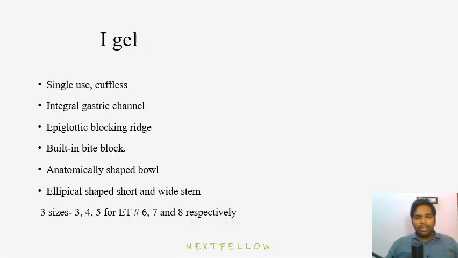It is single use, cuffless. It has an integral gastric channel. As in the LMA in the previous slide, it has an integral gastric decompression port and an epiglottis blocking ridge on the upper surface of the laryngeal mask. And it has a built-in bite block. It is a very thick, anatomically shaped bowl. It comes in multiple sizes: 3, 4, 5, 6, 7 and 8 respectively.